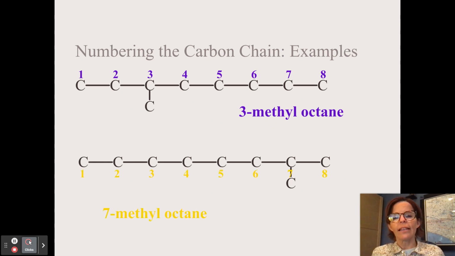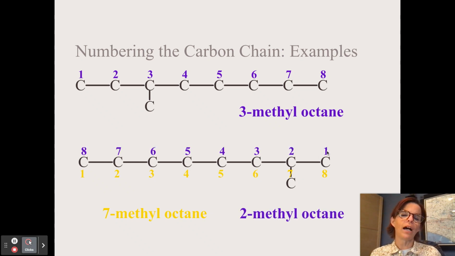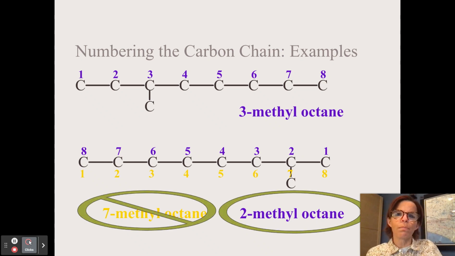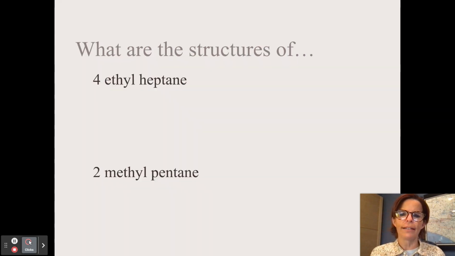Okay, let's look at the other one. So now we could go 1, 2, 3, 4, 5, 6, 7, and the branch would be right here, and we would call that 7-methyl because it's just 1 carbon, 7-methyl octane. Or we could count it from the other direction, 1, 2, 3, 4, 5, 6, 7, 8. And instead, the name would be 2-methyl octane. Which one is right? The one that has the smaller number for the branch. So 2-methyl octane is the correct name in this circumstance.